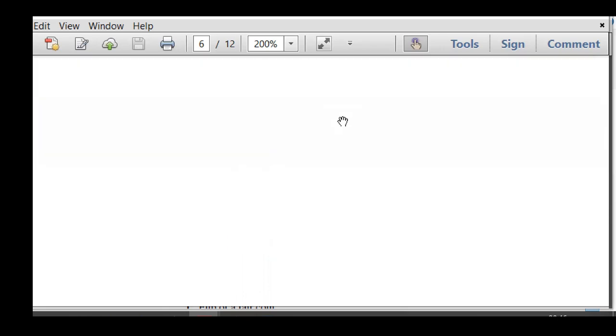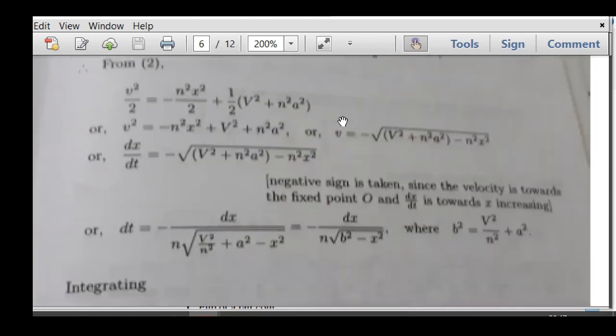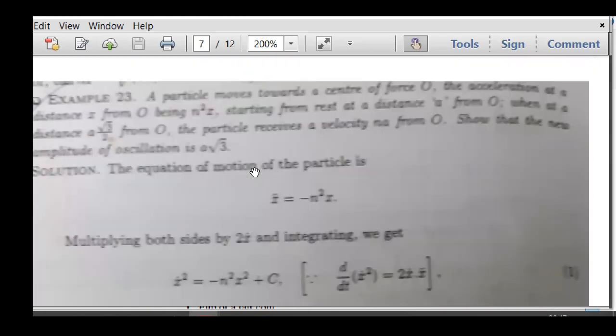And I will request you, please do this calculation on your own, because it seems very easy, but whenever you are doing it in the exam, it may become a bit non-trivial in the intermediate steps. So it will be better if you just practice it on your own. Okay. So this sum is done.